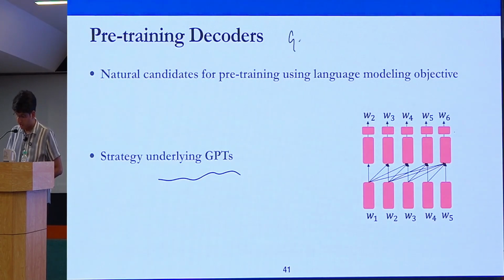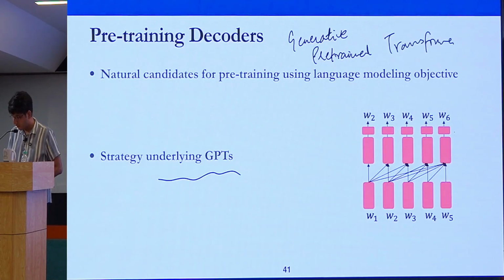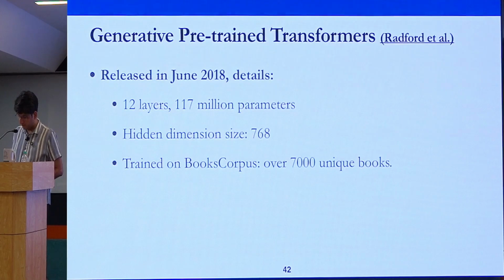It's called generative pre-trained transformer. So exactly the same architecture. It was released in June 2018. GPT-1 was called GPT, not GPT-1, obviously. 12 layers similar to BERT, small parameters, similar hidden sizes, trained only on books.